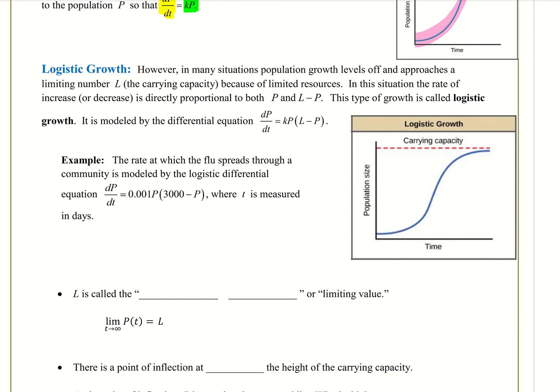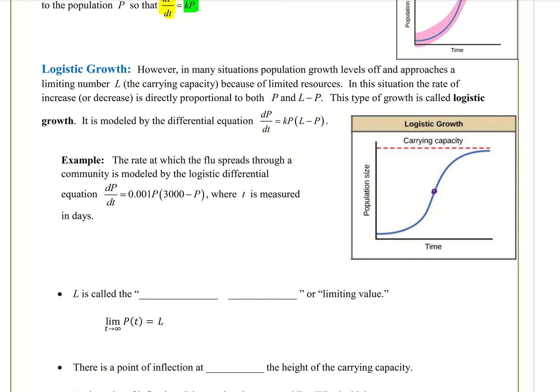And notice a couple things about this. Part of this graph is concave up. Part of this graph is concave down. So there is a point of inflection for this graph. And that will be true for logistic growth, unless your carrying capacity kicks in before your point of inflection shows up.